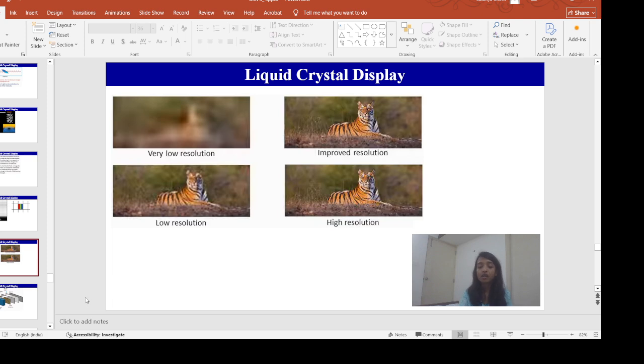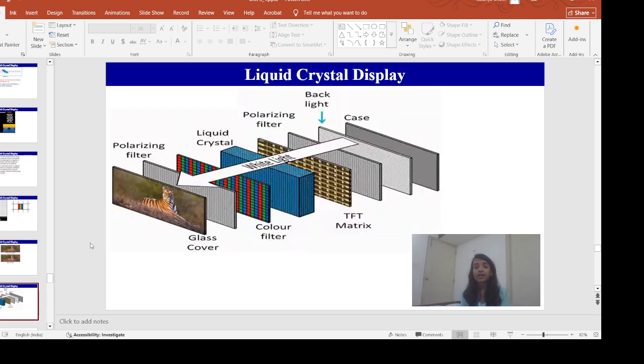Okay. Now if we look at the arrangement of the liquid crystal display, let us start from this right side to the left side. So first we have a case. This case is there to protect the entire arrangement from external damage. Then we have this backlight. This backlight emits the white light.